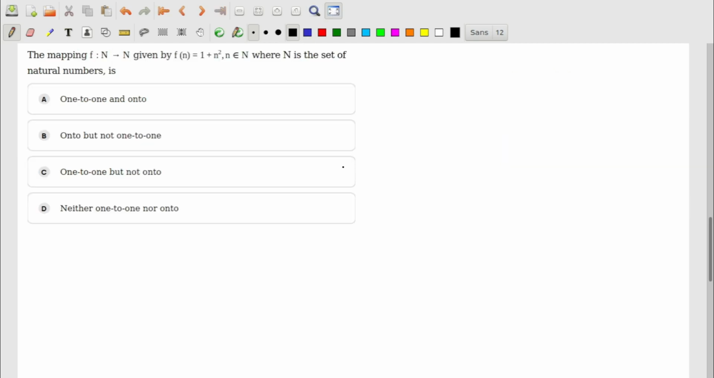solve one more similar question. Again here the function is given as 1 plus n square, which is a quadratic expression, and here the function is from N to N, right? So the first set and the second set, that is your domain and codomain, both are natural numbers, right?